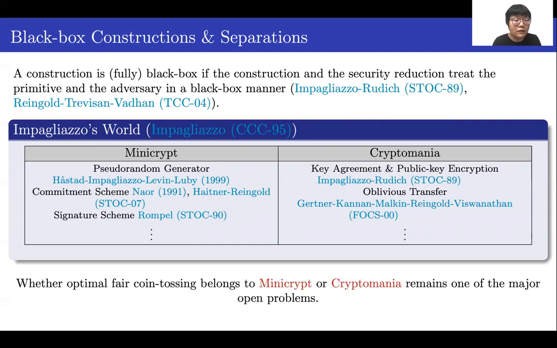So for the case of optimal fair coin tossing protocol, is it still the case that there is a mysterious construction that we have not found out yet? Or is there a reason why black box construction does not exist? So whether optimal fair coin tossing belongs to Minicrypt or Cryptomania remains one of the major open problems in this field.